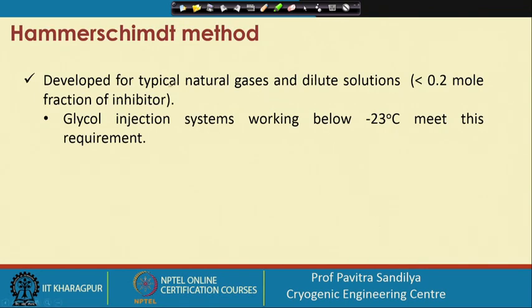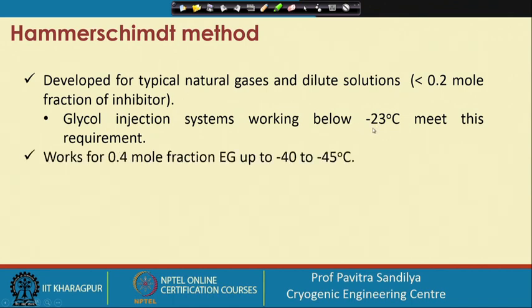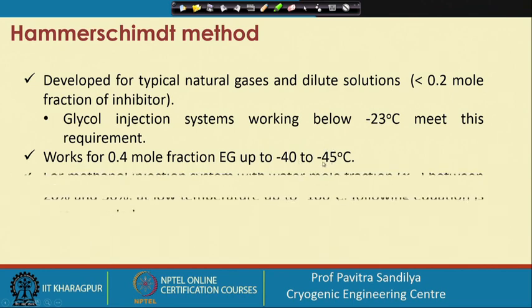And this method has been developed for typical natural gases and for dilute solutions with less than 0.2 mole fraction of the inhibitor, and the glycol injection system generally meets this condition at below minus 23 degrees centigrade, and it generally works for up to 0.4 mole % of EG in between these two temperatures.